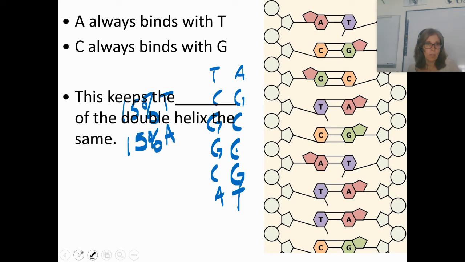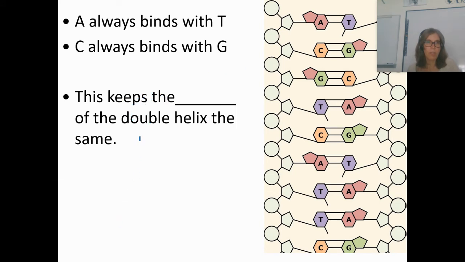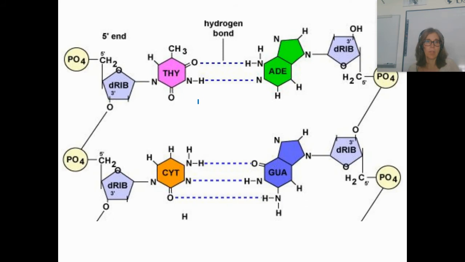So this, that the big one always pairs with the little one, keeps the radius or the diameter of the double helix the same. Okay, next thing that I want to show you: do you see how the O's of the sugars are pointing up here, but they're pointing down here? They go in opposite directions.